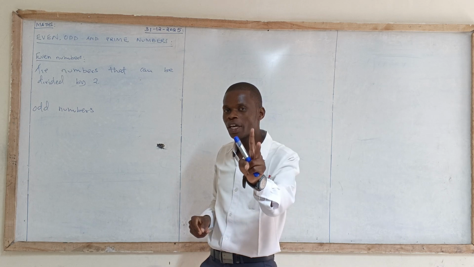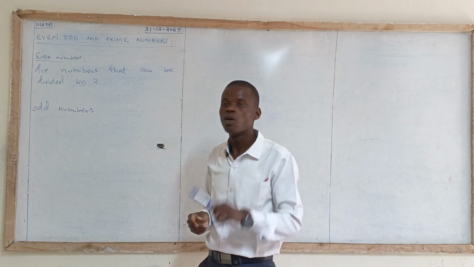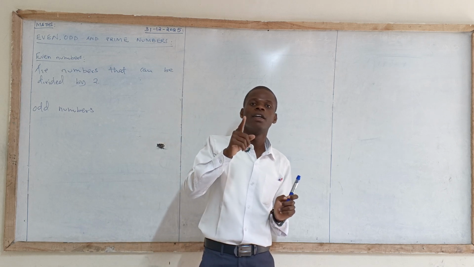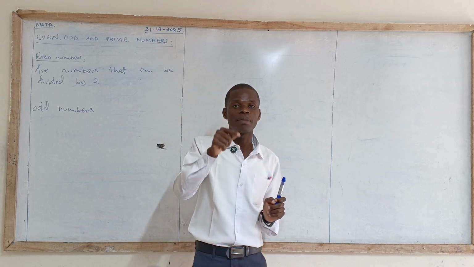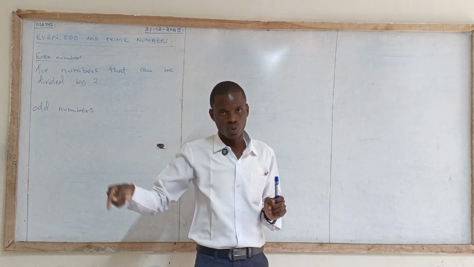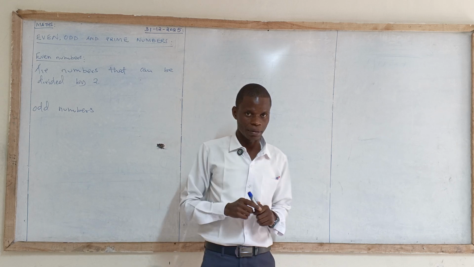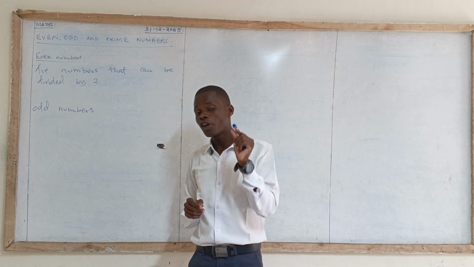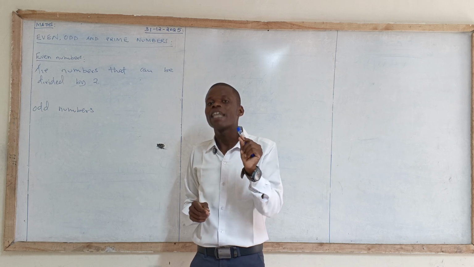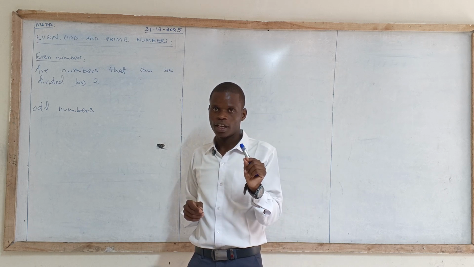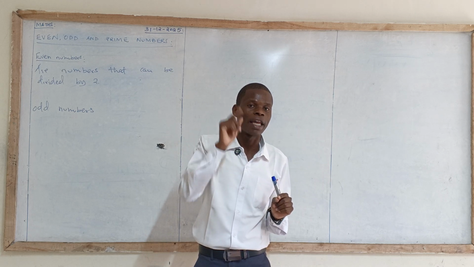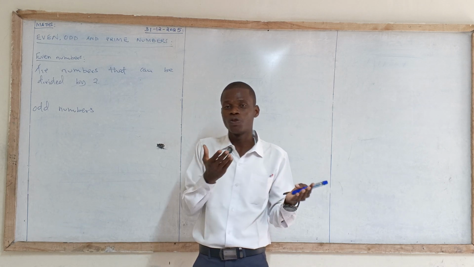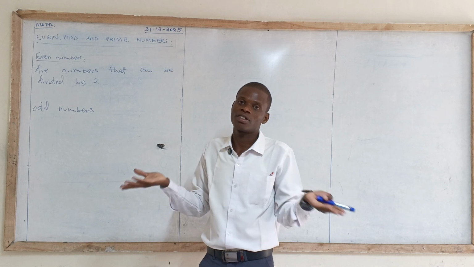So we have 2 ways of defining an odd number. One way, what can we say? An odd number is a number that cannot be divided by 2, or 2 cannot divide. That's one way. Another way, we can say an odd number is a number that when divided by 2, it gives a remainder of 1, or it leaves 1 as the remainder. So if you give any definition, it is still right.